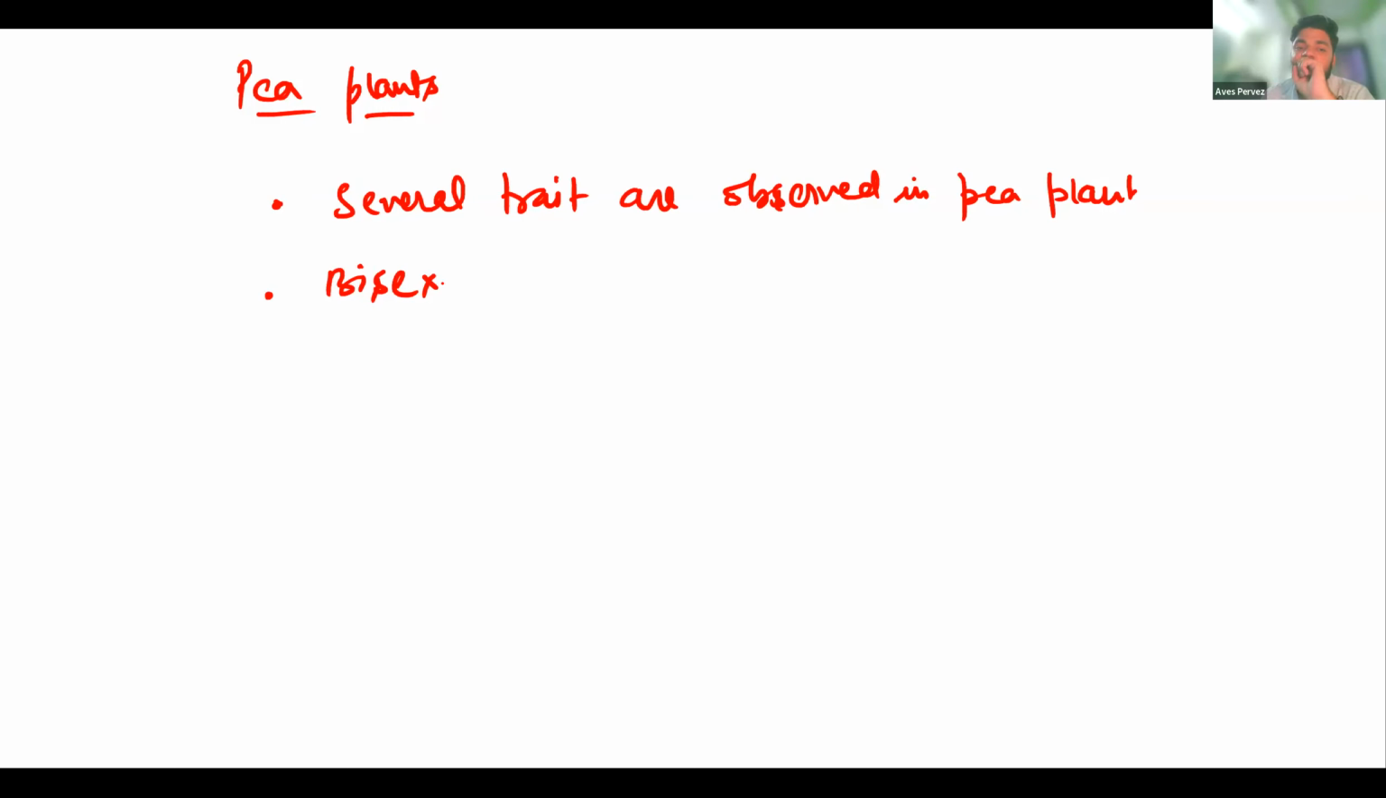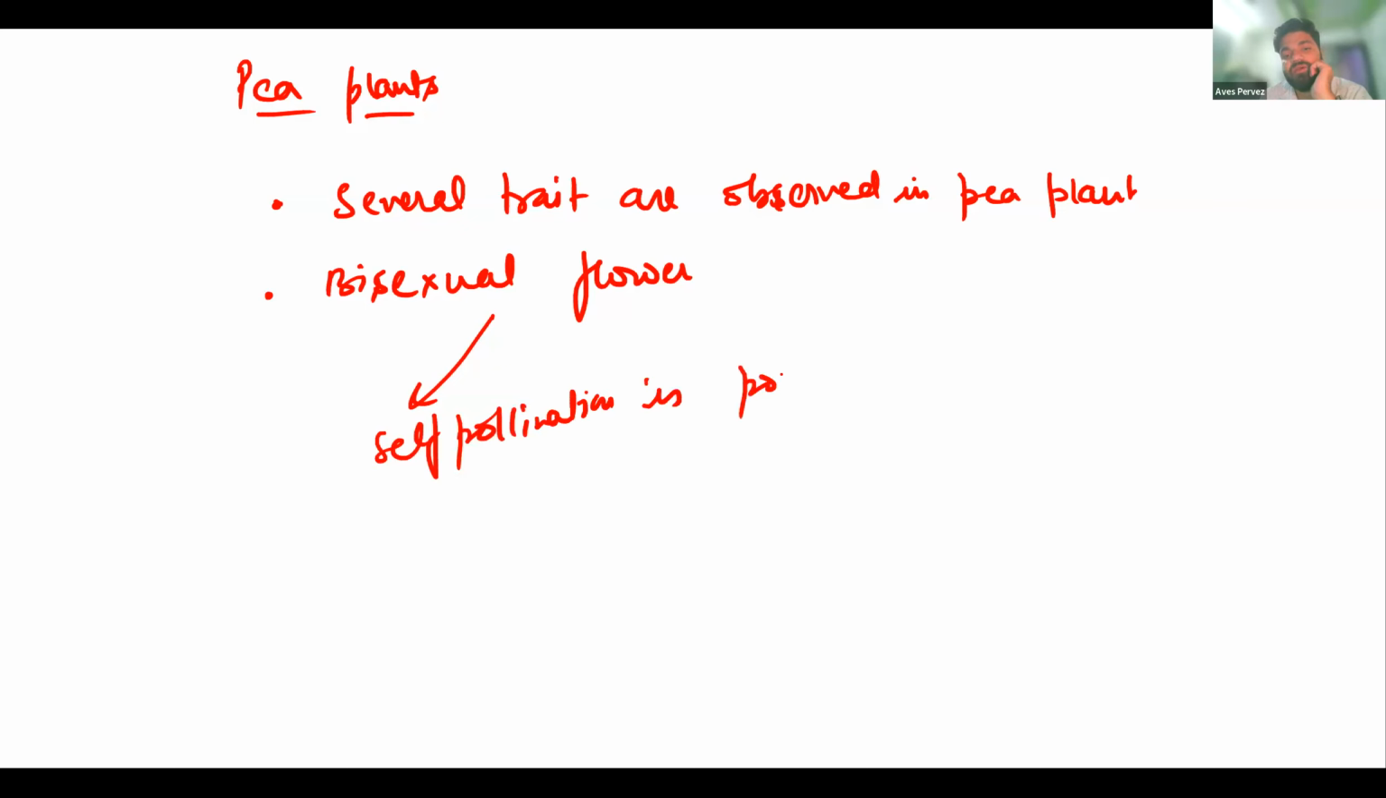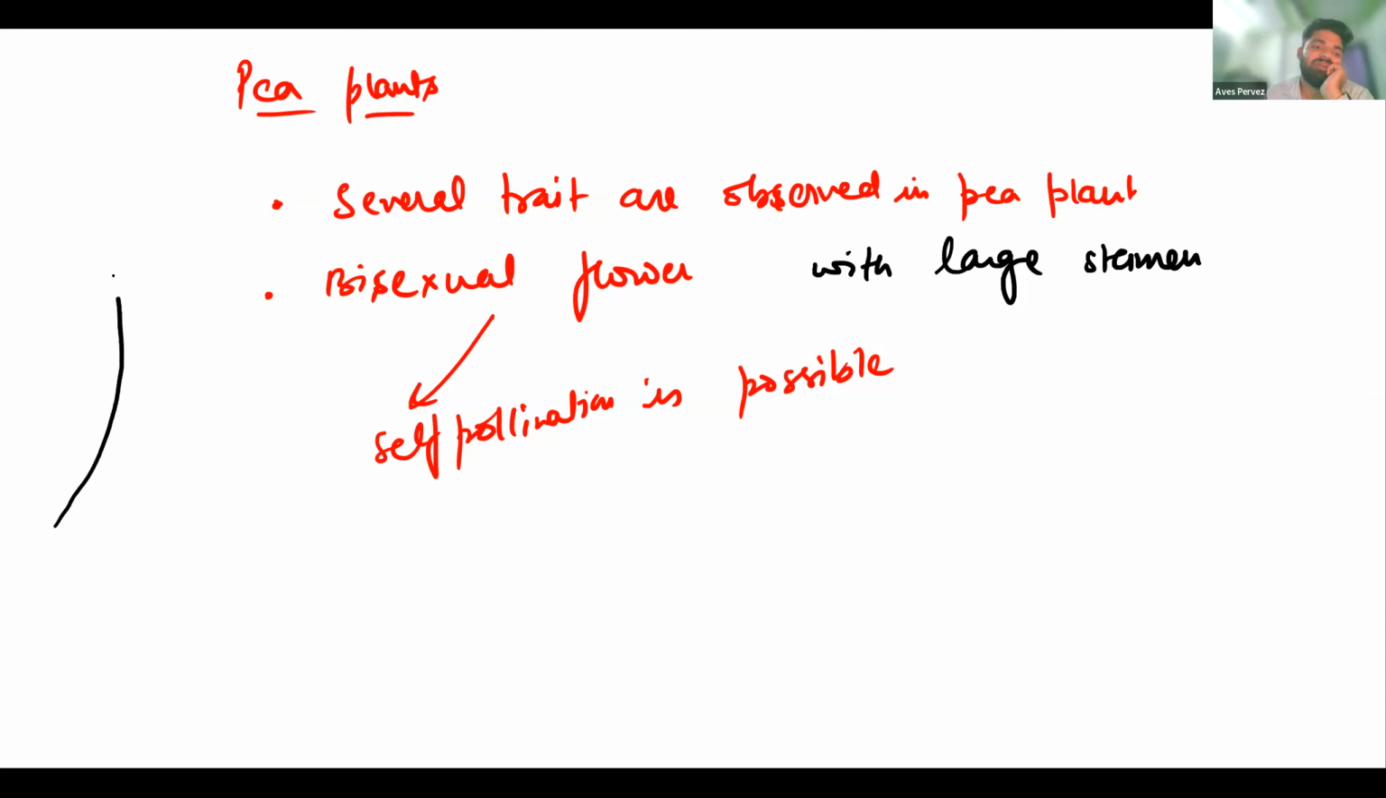So what is the benefit of bisexual flowers? Bisexual flowers enable us to self pollinate, which means if we want to do self pollination, self pollination is possible. The second thing is that we can do cross pollination also, because it bears large stamens. The stamen is the male reproductive part, and that can be easily cut and removed.